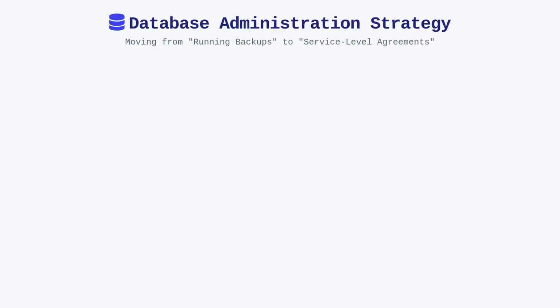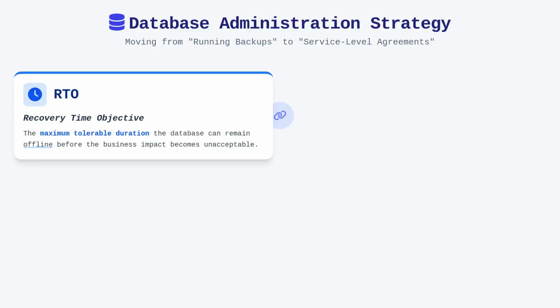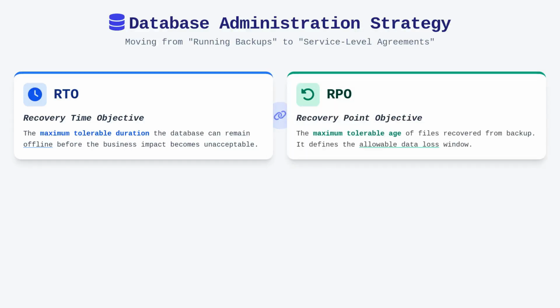Effective database administration requires us to move beyond simply running backup commands and instead think in terms of service-level agreements. The core of this discipline rests on two metrics: recovery time objective, or RTO, and recovery point objective, or RPO. RTO represents the maximum tolerable duration that your database can be offline following a disaster before the impact becomes unacceptable to the business. Conversely, RPO defines the maximum tolerable age of the files that must be recovered from backup storage for normal operations to resume.